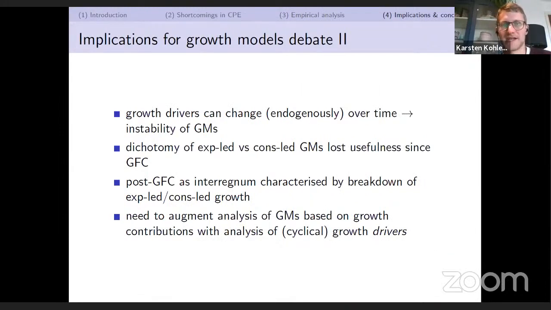Okay, so the bigger picture here is that those growth drivers can indeed change over time. And this means that some of the growth models tend to be unstable. And in the particular time period that we're analyzing, this has the effect that this dichotomy of export-led versus consumption-led growth models has lost some of its usefulness, because we believe that these growth models aren't really export-led, or the term is a bit misleading because export doesn't seem to be a main driver of growth anymore. So we rather think about the post-crisis period as an interregnum that is characterized by the breakdown of those pre-crisis growth models. Okay, I'll stop here and I look forward to your comments and questions.